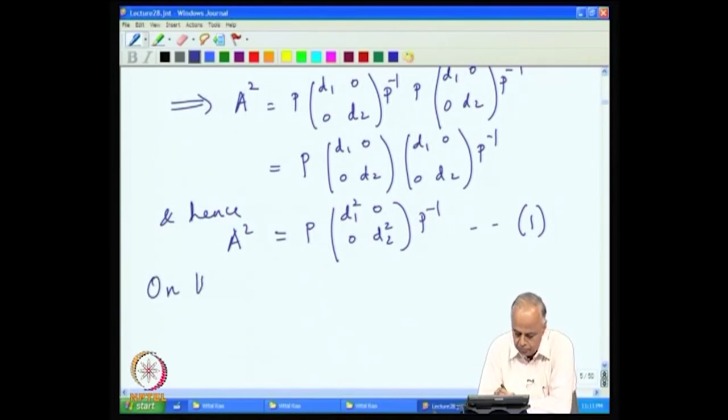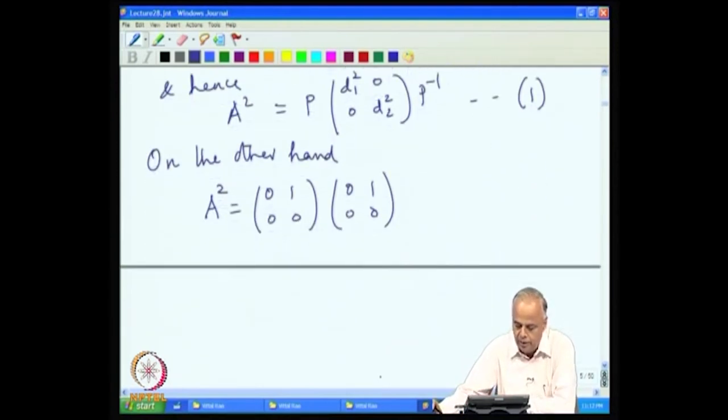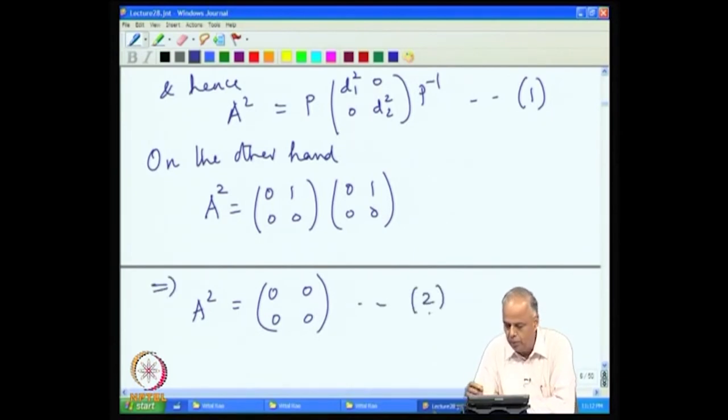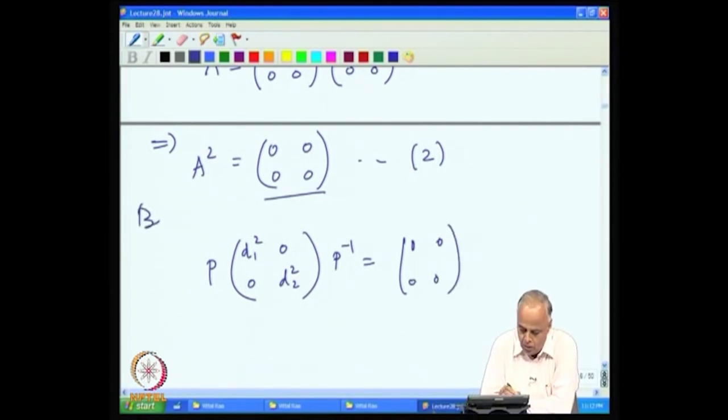On the other hand, we are given the matrix A, let us find what A squared is. A squared is A into A, this was the matrix A. When we multiply these two matrices, we get the 0 matrix. Therefore, now if we compare 1 and 2, we see that the right hand side here must be equal to the 0 matrix. So, we get P into D1 squared 0 0 D2 squared into P inverse is the 0 matrix. This is by 1 and 2.